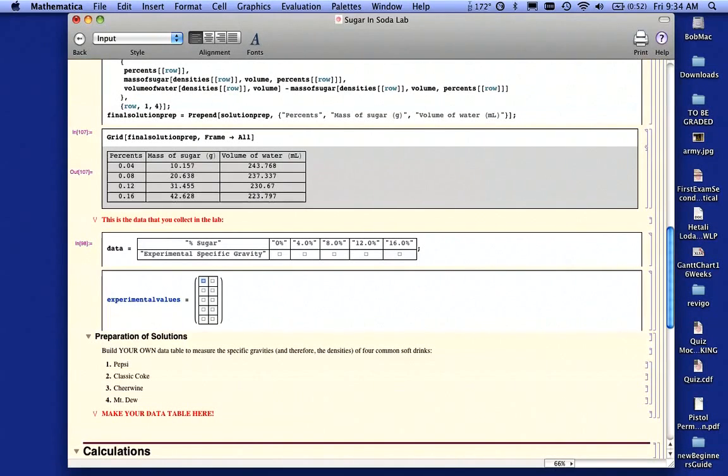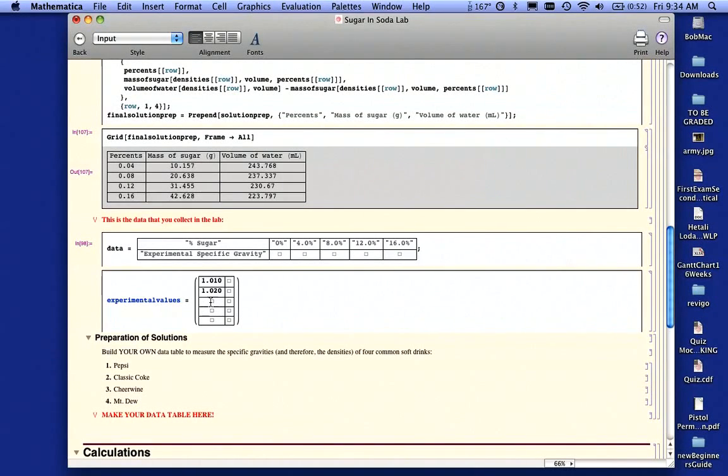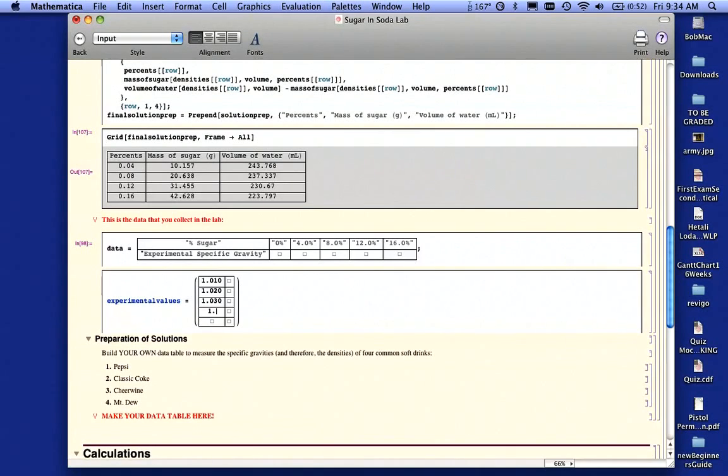Now, I'm going to put 1.010. I'm going to put my densities first, and I'm just going to make up some data here. So this is probably not the data that you got for your lab. And you see I'm just making up data here. Okay, so the question is, why am I putting my densities first? Because I want to be able to plot it.